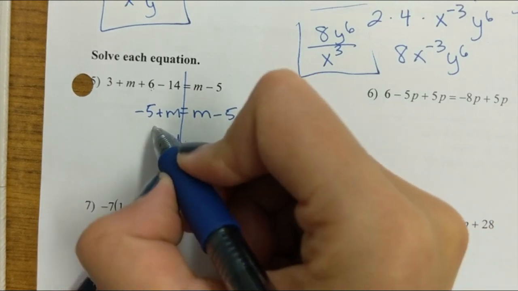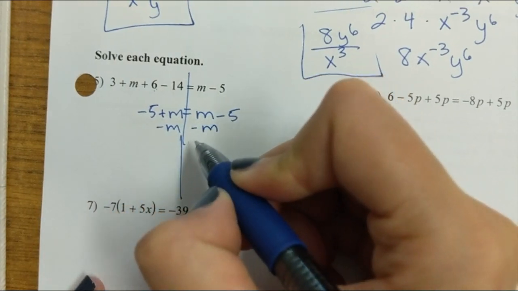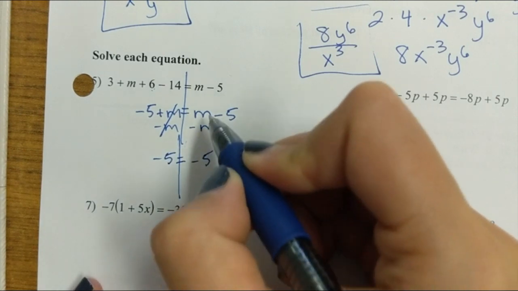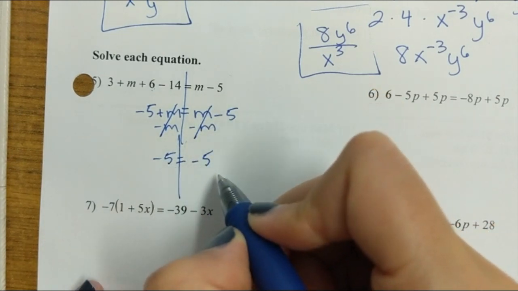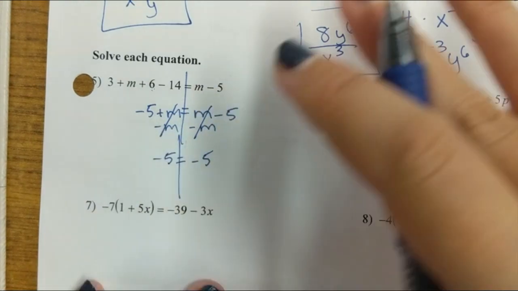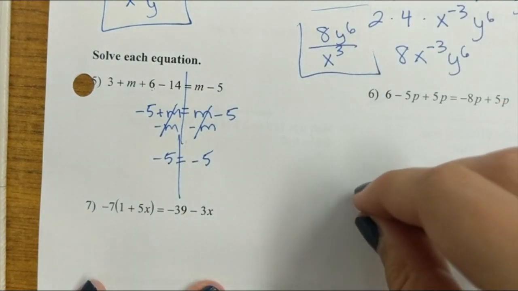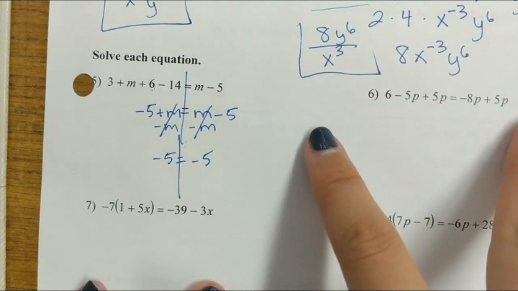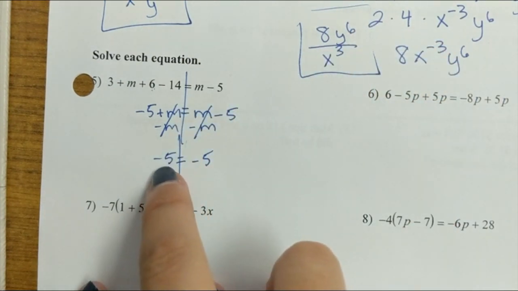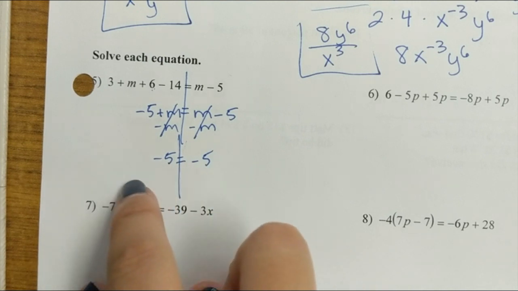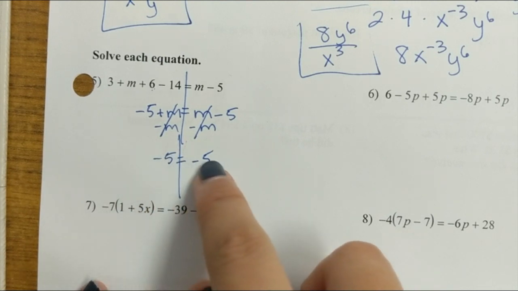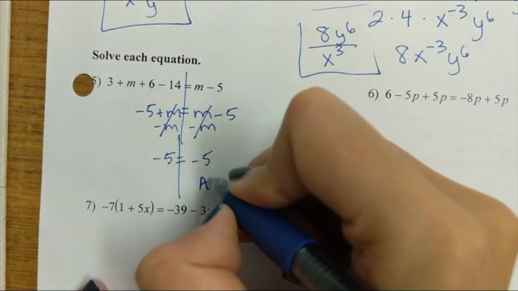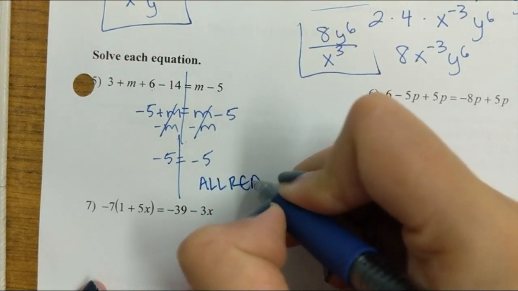Get the m's on the same side, so subtract m. Okay, now I have that's 0, so negative 5 equals negative 5. Now all the variables have gone away. Only when all the variables have gone away will you have a no solution or an all real numbers, okay? Now, if the statement you're left with is true, it's all real numbers. If the statement is false, your answer is no solution. So here, our answer is all real numbers.